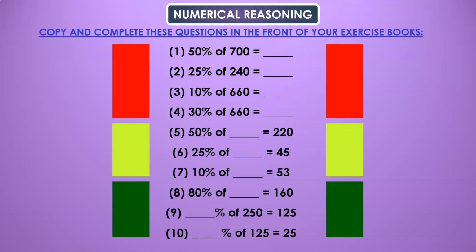Right, so hopefully you gave that a go. Here are the answers. So 50% of 700 is 350. 25% of 240. And there you go. There are those answers. So hopefully you did really well.